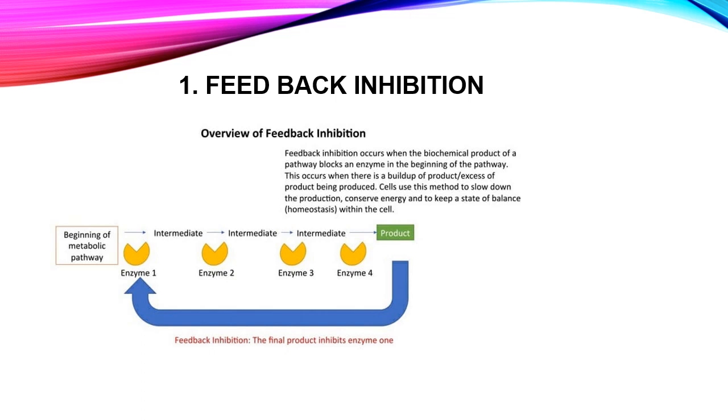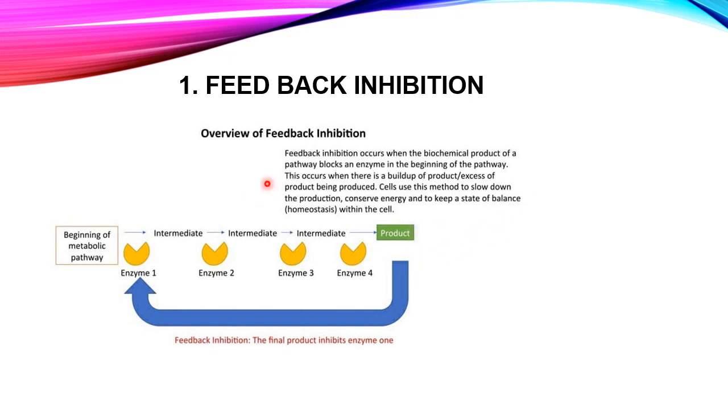So students, let's begin with feedback inhibition. Before beginning with this, let's see this diagram. What is this diagram? This diagram is a generalized explanation of a biochemical pathway. Here you can see the beginning of a metabolic activity where there are four different enzymes, one, two, three, four, working. In between, the intermediate products are formed, and at the end of a biochemical pathway, you have our end product forming here.